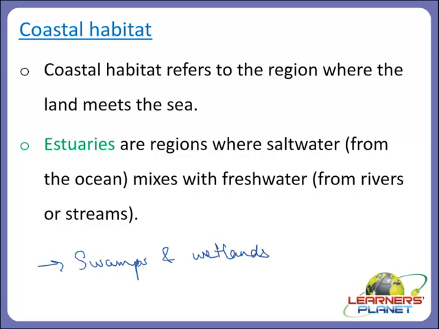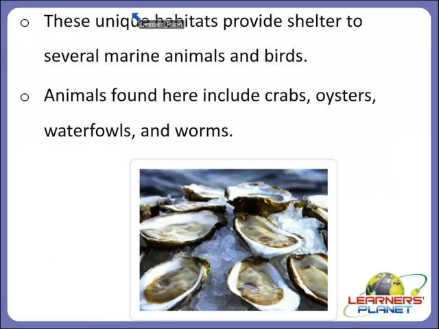Swamps tend to be found in forested areas where trees such as mangrove trees are able to survive in saltwater conditions and need lots of space for their roots. So there are many plant and animal species found here in the coastal habitat. Let us learn more about coastal habitat.